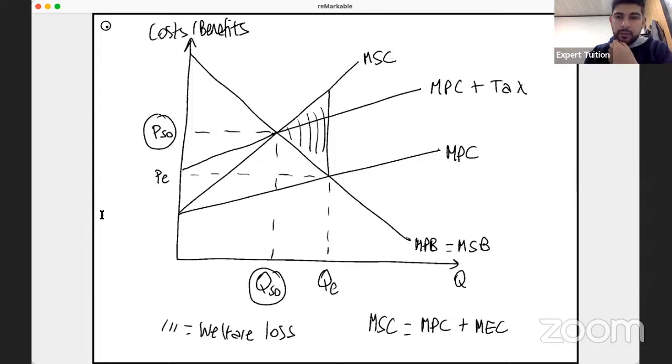Right. Backwards bending supply curve is not part of the Edexcel board. For those of you that are AQA, you guys can do that. I don't unfortunately have time to go through that, but Edexcel, if you've been taught that, you are not to write about that in an exam. You don't need to.